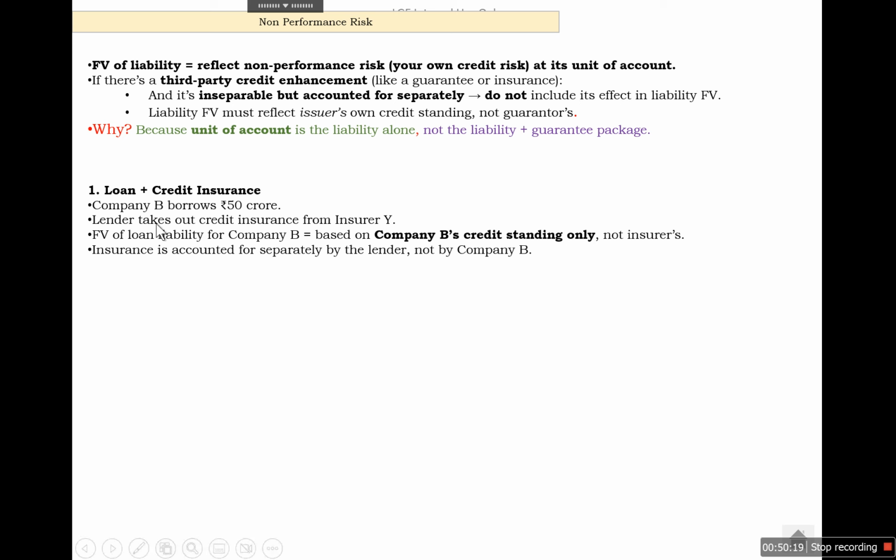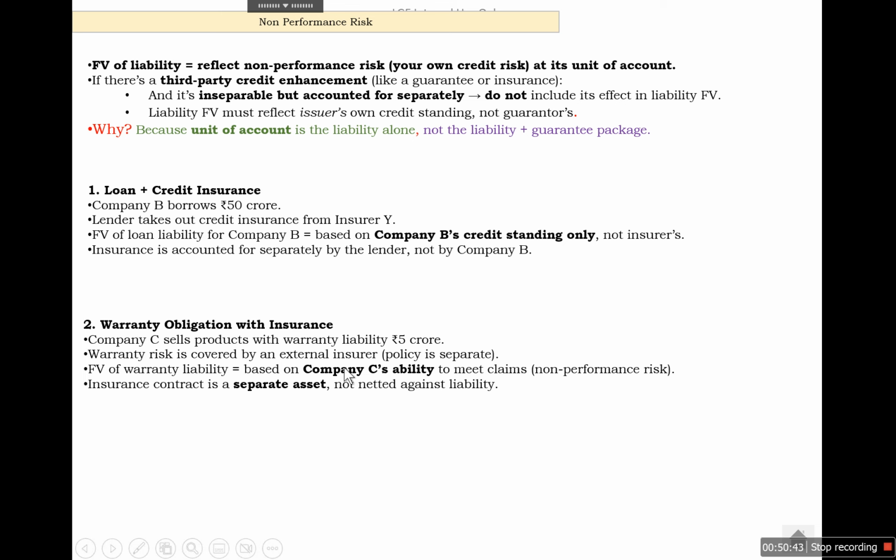For example, a loan plus credit insurance: company B borrows 50 crores and the lender takes out credit insurance from insurer Y. Fair value of the loan liability of company B is based on company B's credit standing only, not the insurer's. Insurance is accounted for separately by the lender, not by company B. Similarly, for a warranty obligation with insurance, the warranty obligation will be based on the company's ability to meet the claim. That is a non-performance risk, and the insurance contract is a separate asset that will not be netted against the liability.